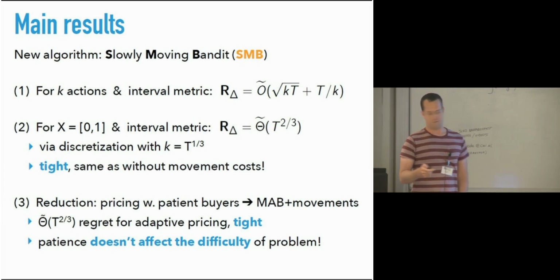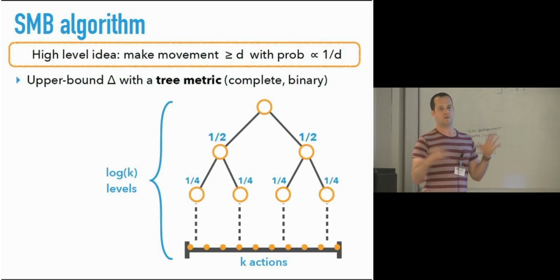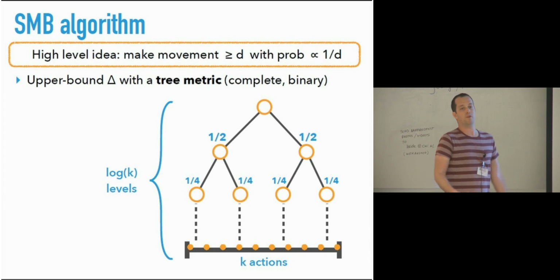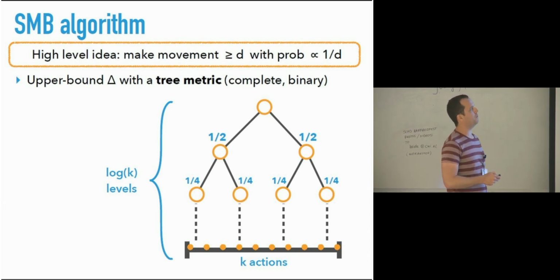Okay, I have 1 minute, so let me just give you a glimpse of the idea behind the algorithm. So the high-level idea is simply to make large movements with low probability. So we will make a movement larger than some d with probability proportional to 1 over d for any d. Okay, and how can we do that?